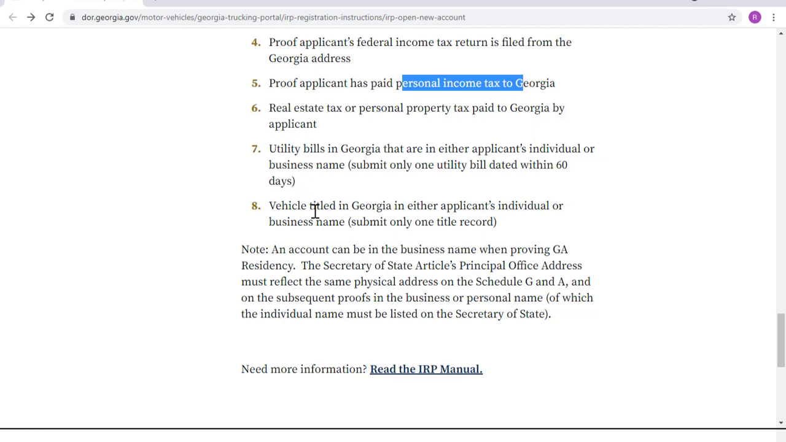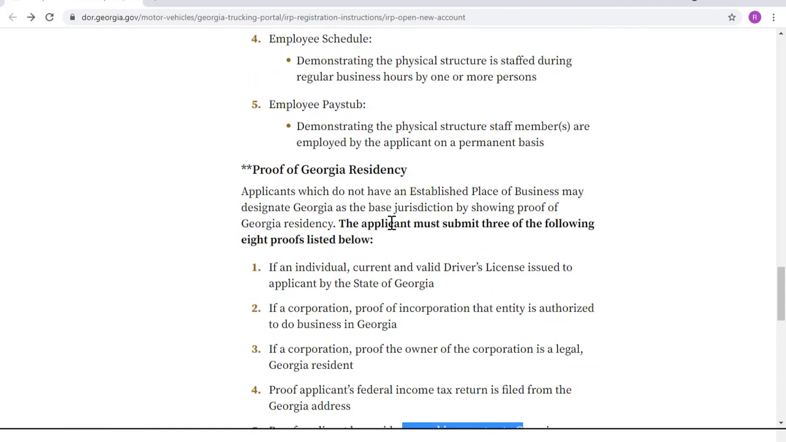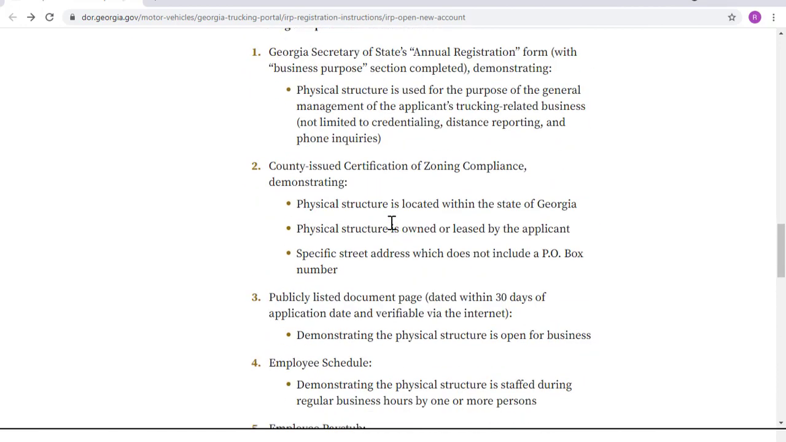So again, number 8, vehicle title in Georgia in either the applicant's individual name or the business name. Submit only one title record, okay? One title record that's titled in the state of Georgia. It can either be in your name or the business name. And guess what, guys? That is literally it in a nutshell. Those are some of the documents that you can submit.